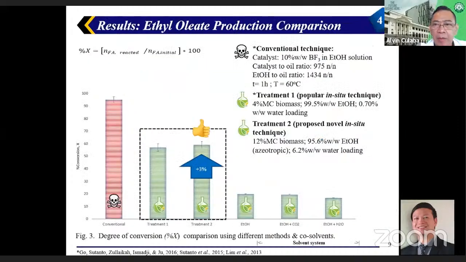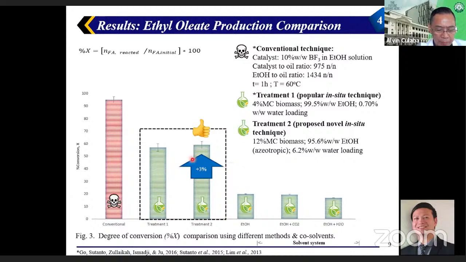The degree of conversion was compared across the different methods considered in this study, which include the conventional technique, the in situ process similar to previous studies, which is treatment 1, and the proposed novel technique, which is treatment 2. The conventional technique may have higher conversion than the proposed novel technique. However, this can be well compensated by the cheaper cost of solvent and less environmental risk.